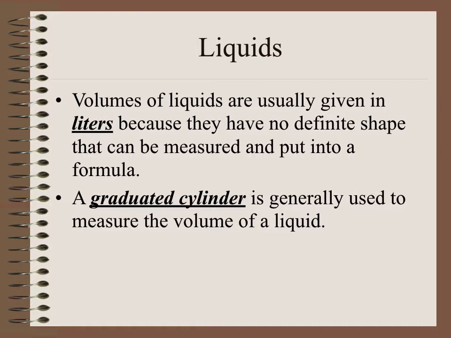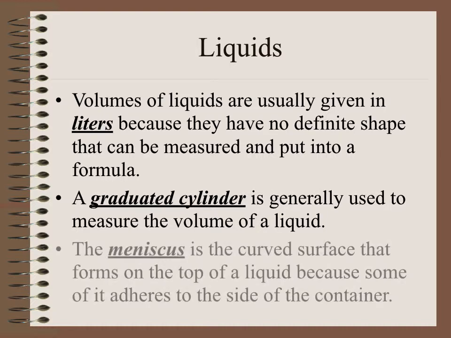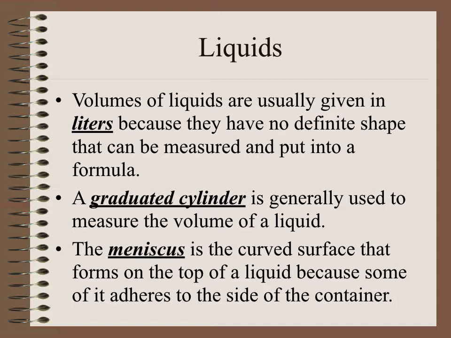One of the problems that we run into when measuring a liquid is that most liquids stick to the sides of their container, or adhere. That being the case, we end up with a curve that forms on the top of the liquid. The name of this curve is called a meniscus. So the meniscus is the curved surface that forms on the top of the liquid because some of it adheres to the sides of the container. You may have heard of the term meniscus before in relation to your body. You may have heard of your meniscus in your knee. It's a curved piece of cartilage between your femur and your tibia. So the word meniscus means curve.